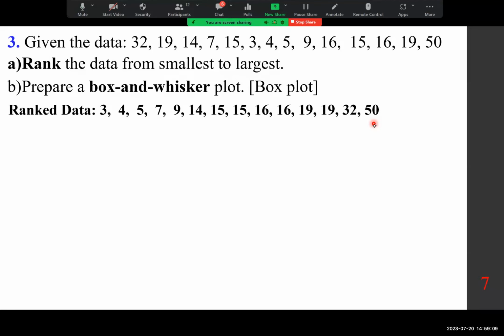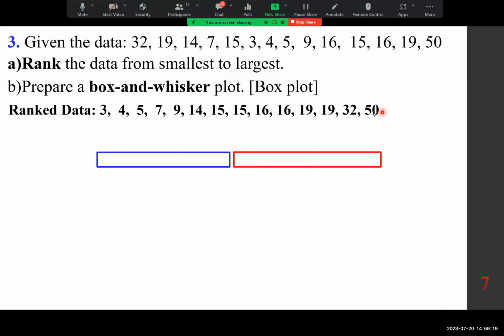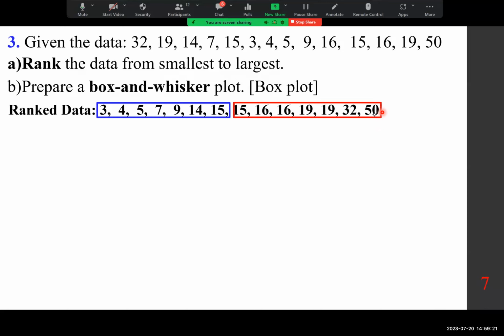To prepare a box and whisker plot, we need 5 items. We need the minimum, the maximum, the median, Q1 and Q3. That's what we need. So first and foremost, let's cut them into 2 equal pieces. And so the median is somewhere right here, which means 15 plus 15 divided by 2. So that's your median, which is 15.